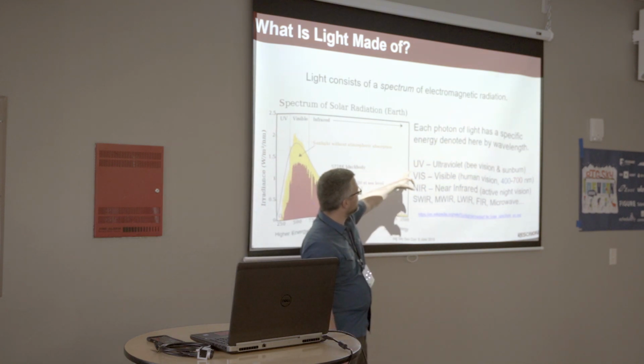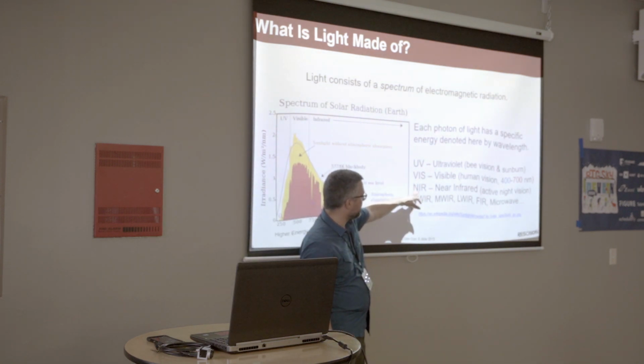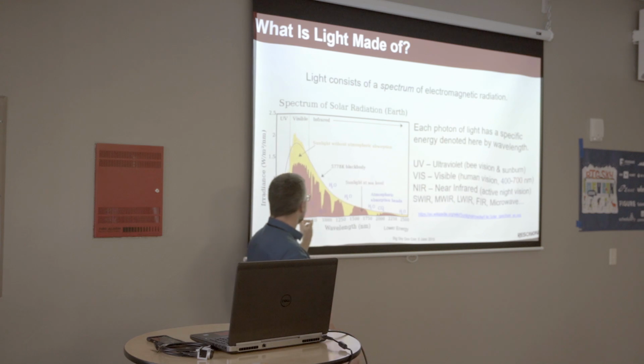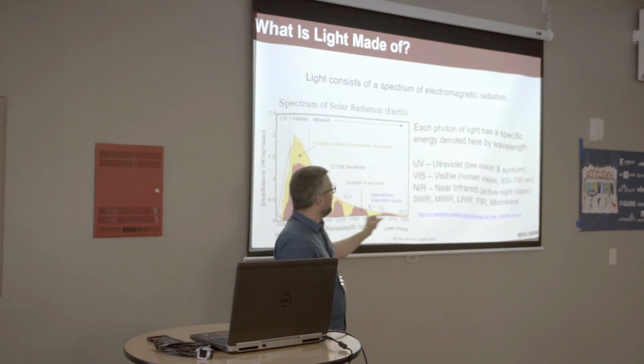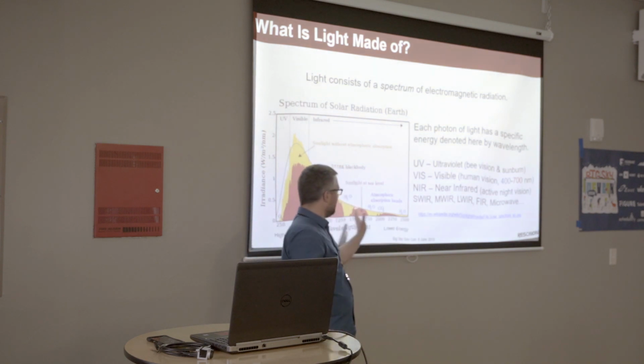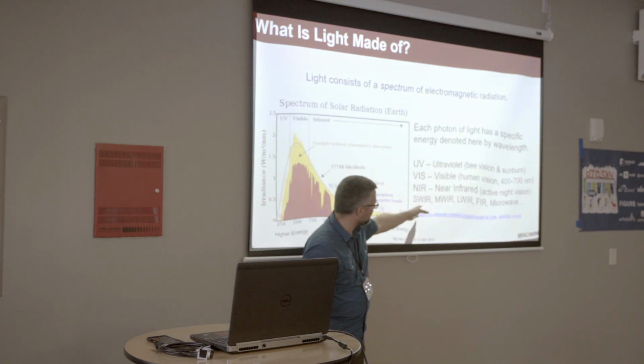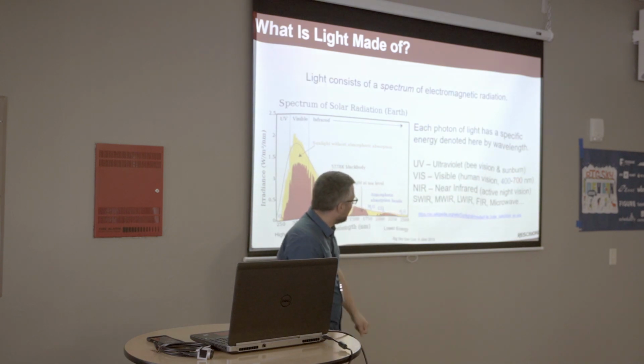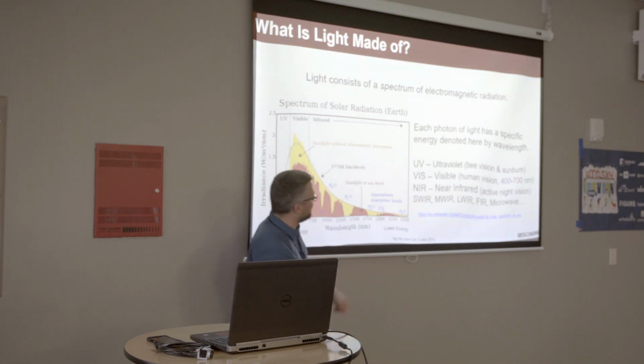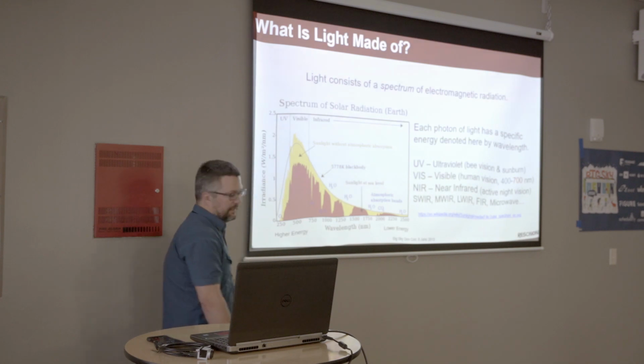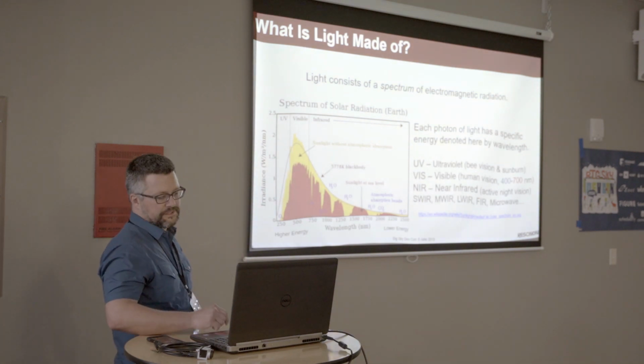So it's UV for ultraviolet, visible for what we see, again going from blue at 400 to 700, which is red. And then the near infrared is this really long band, which has a whole bunch of subbands, like short wave infrared, medium wave infrared, long wave infrared, and then far infrared, and then eventually you get out to microwaves, which start getting measured in microns.